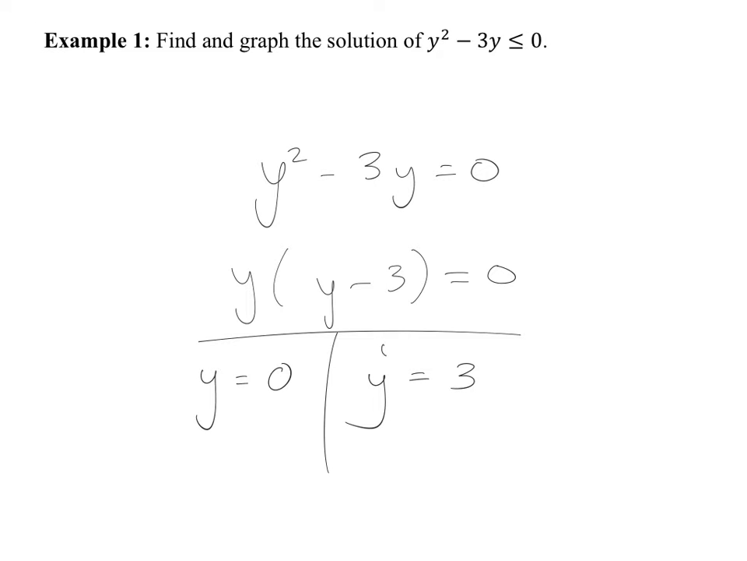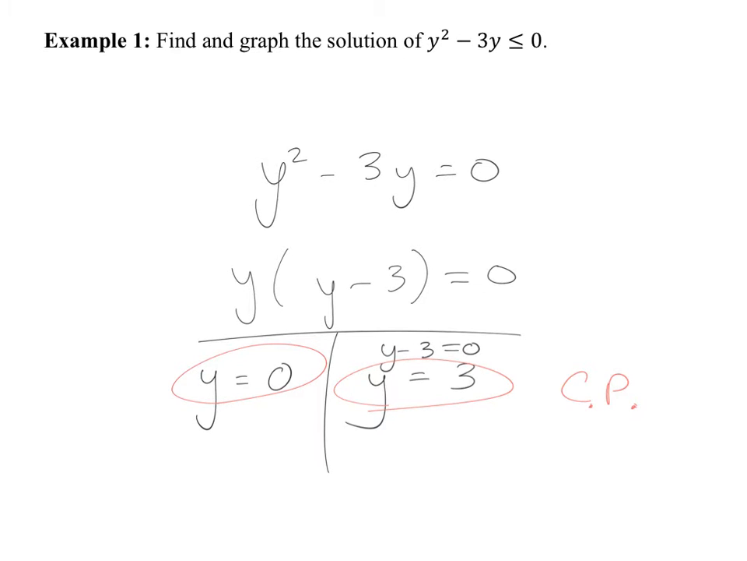So setting this one equal to 0, y minus 3 equals 0. That's what gives you y equals 3. Now, these are no longer your answers, though. These are called critical points. I don't know if I came up with that name or if I read it somewhere. I forget, to be completely honest. But I call them critical points. The reason that they are critical is because they create boundaries on your number line.